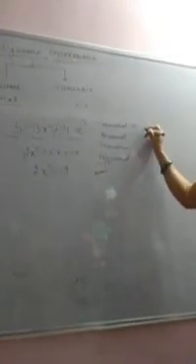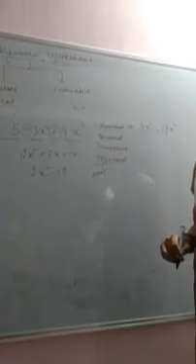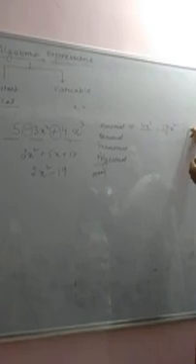5x raised to power q. Only 1 term is there. This is monomial. 17 by 4x square. 1 term, monomial. Minus 100. Only constant is there. This is also monomial because this is also only having 1 term.